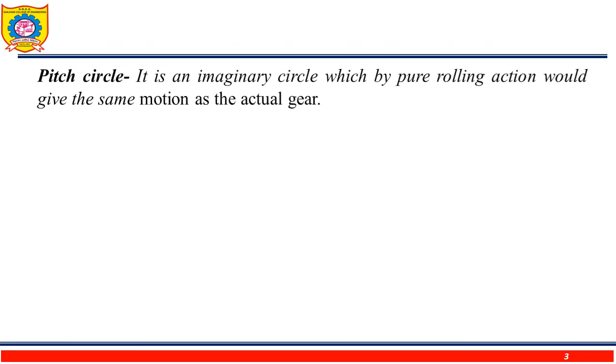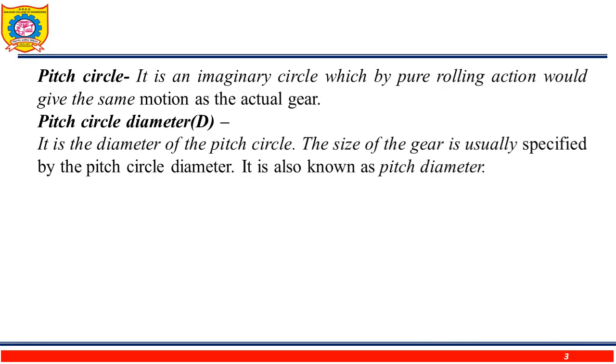So pitch circle is an imaginary circle which by pure rolling action would give the same motion as the actual gear. So at the pitch circle we are getting pure rolling action or pure rolling motion. There is not much friction. Next one is pitch circle diameter. It is the diameter of the pitch circle. The size of the gear is usually specified by the pitch circle diameter. It is also known as pitch diameter.